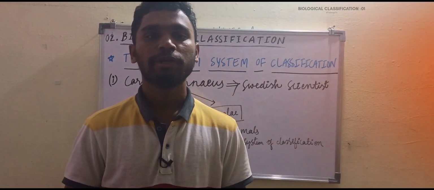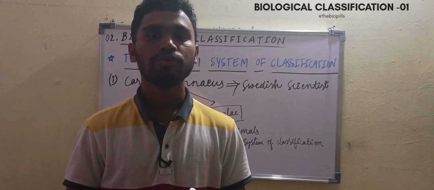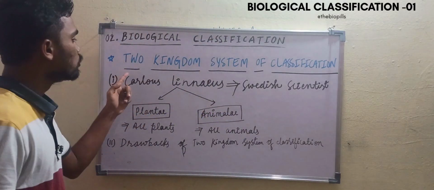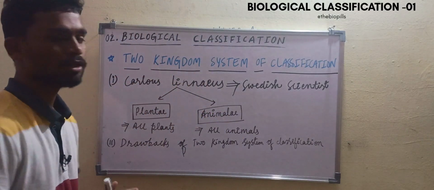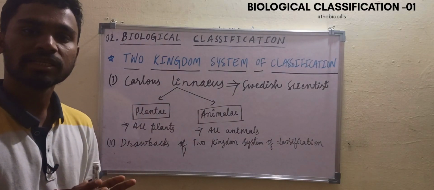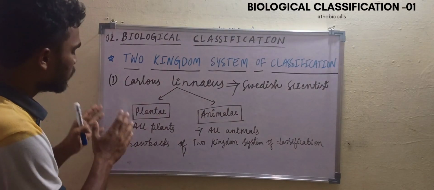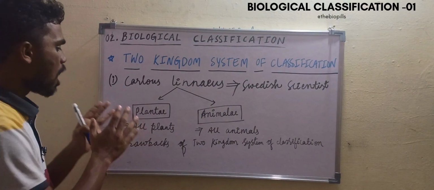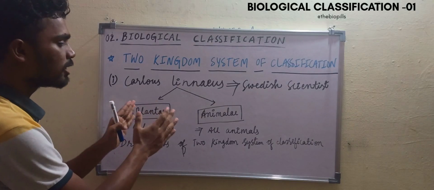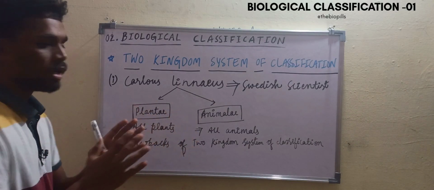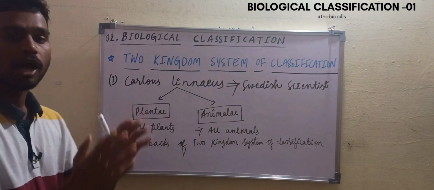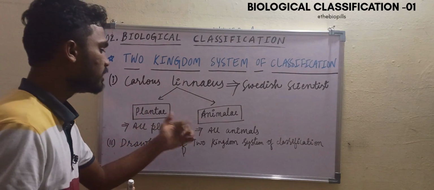Now I am going to discuss the two kingdom system of classification. The two kingdom system of classification was given by Carolus Linnaeus. He was a Swedish scientist. He simply divided organisms into two groups: one is Plantae and the other is Animalia. He grouped all the plants into the Plantae kingdom and all animals into the Animalia kingdom.